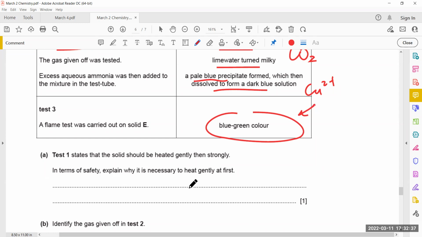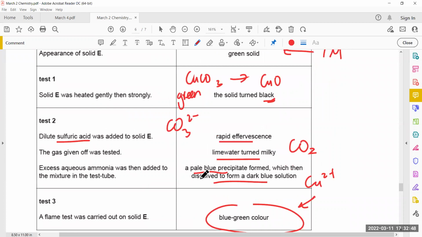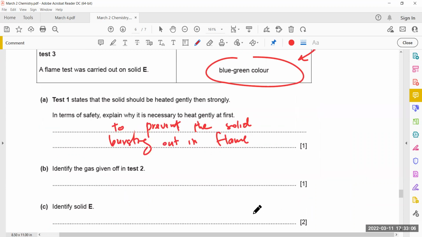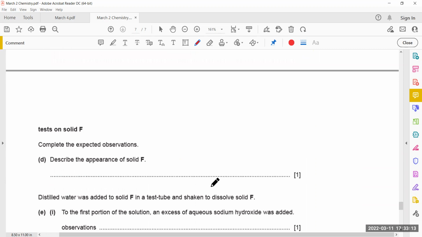In terms of safety, explain why it is necessary to heat gently first in test 1. To prevent the solid from bursting out in flames, to prevent it bursting, to prevent it exploding, anything that sounds logical. Identify the gas given out in 2: carbon dioxide. Solid E is copper carbonate.